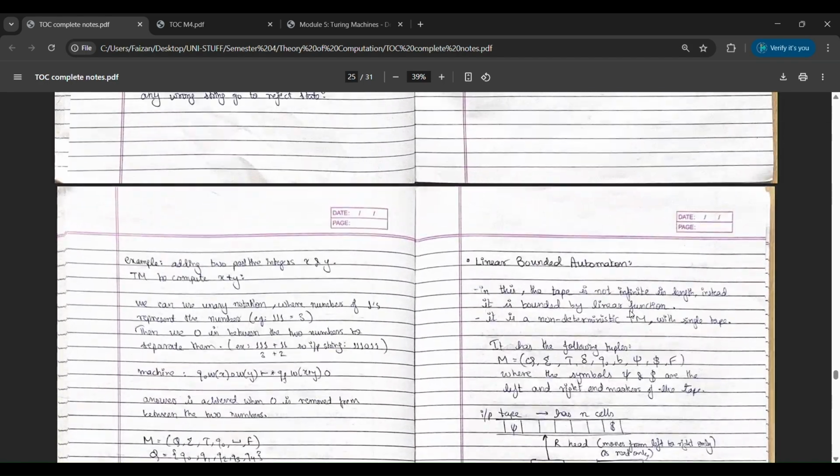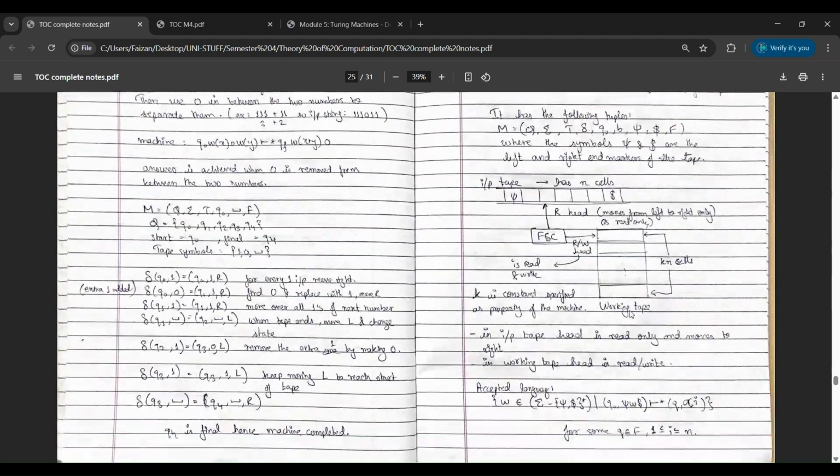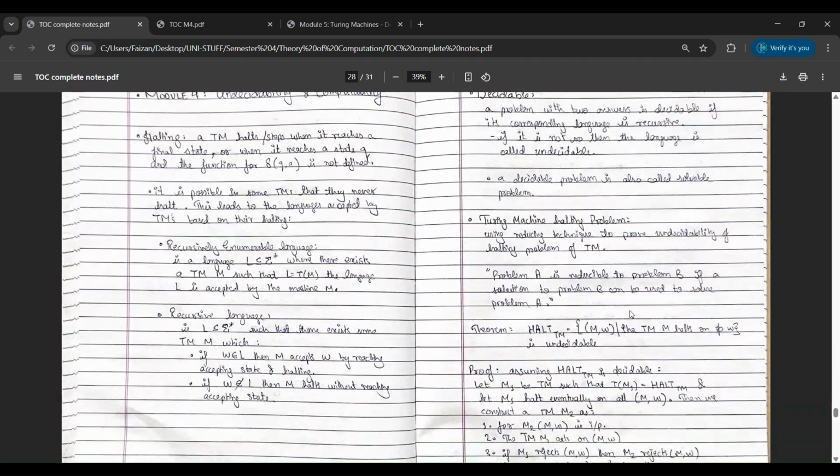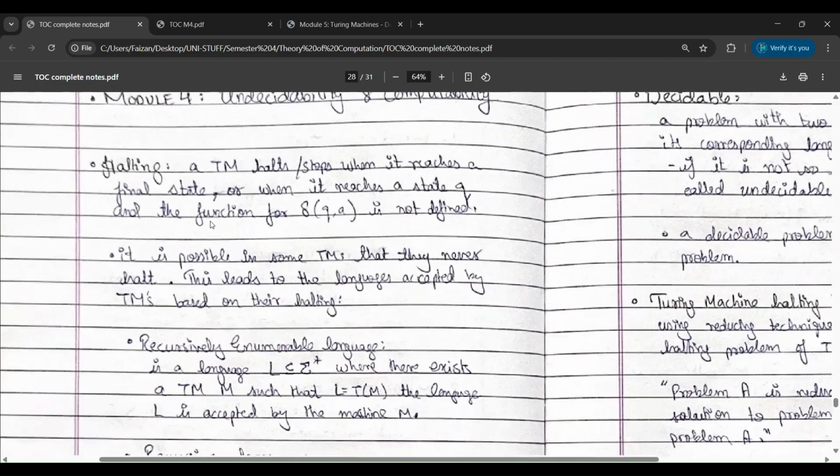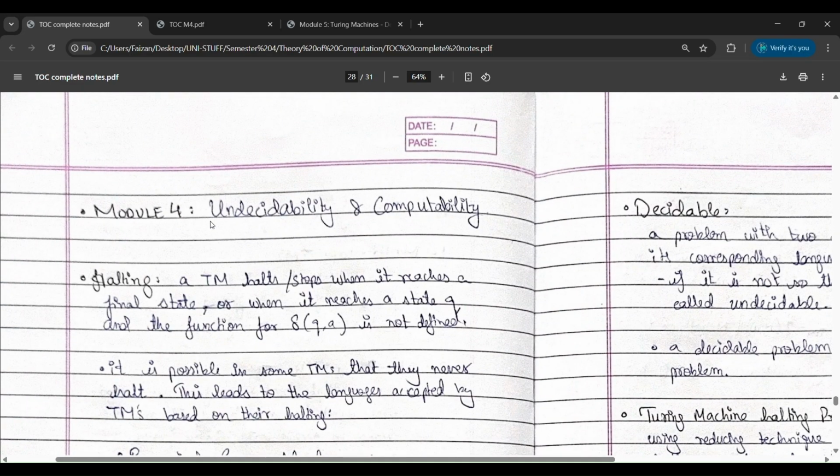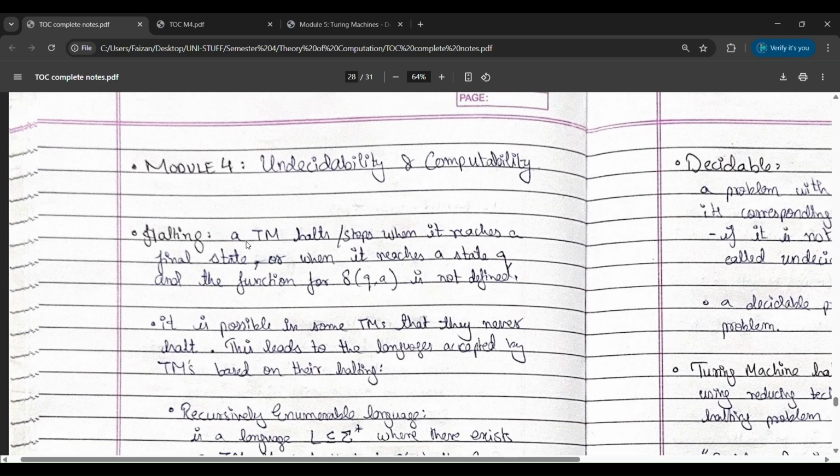That is it with module 5. This was all there was. Okay, and let's continue with module 4 because that too is not as lengthy. So module 4 is undecidability and computability. Again, this is related to Turing machines.